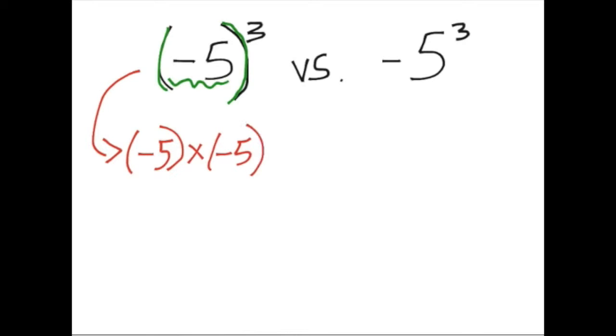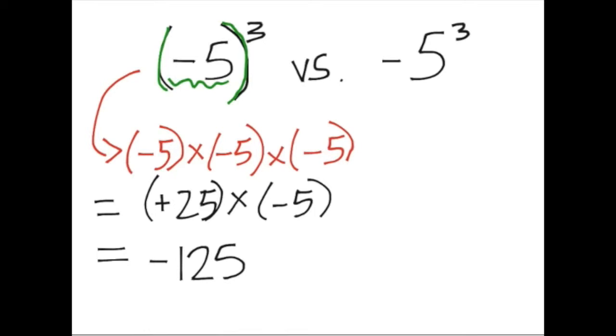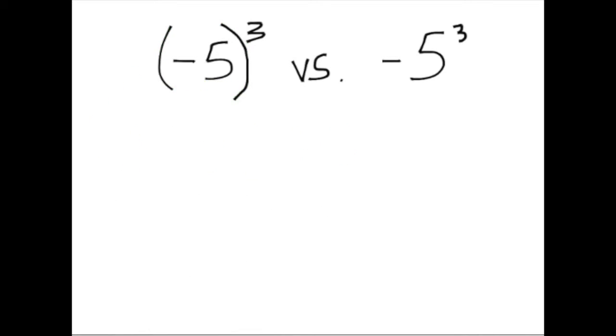What this means is that our base, it's within the brackets, that's what's being multiplied by itself twice. So negative 5 in brackets multiplied by negative 5 in brackets multiplied by negative 5 in brackets. Working this through, negative times a negative gives positive 25, and multiplied by a negative 5, positive times a negative, the answer being negative 125.